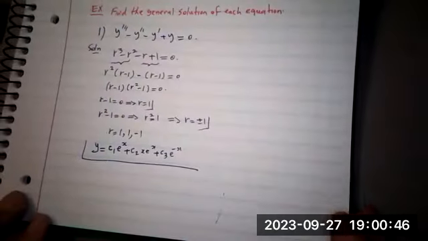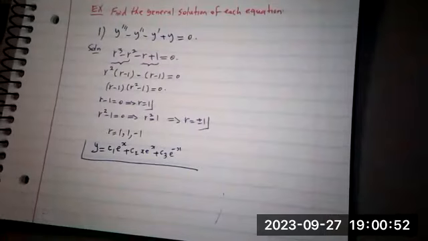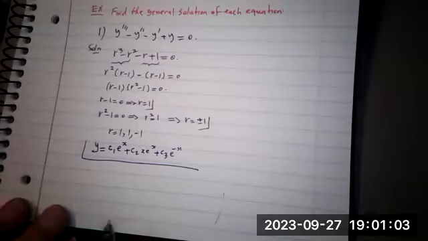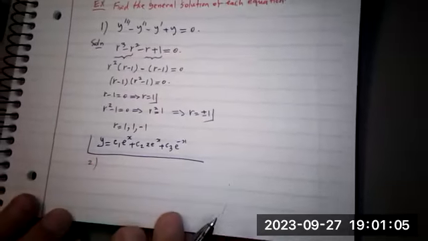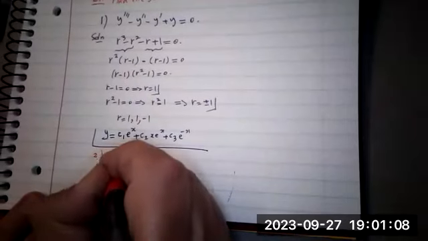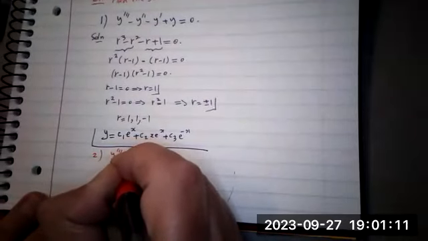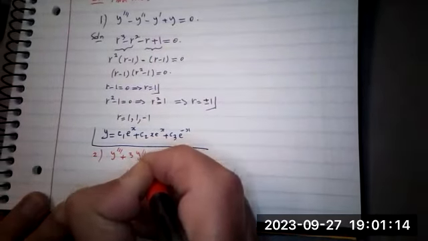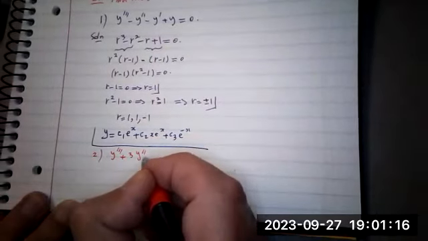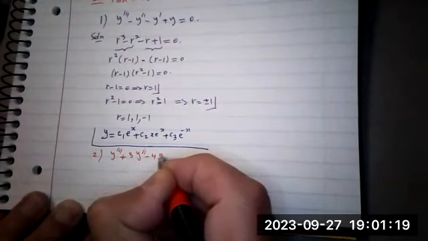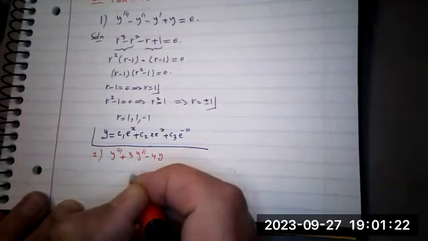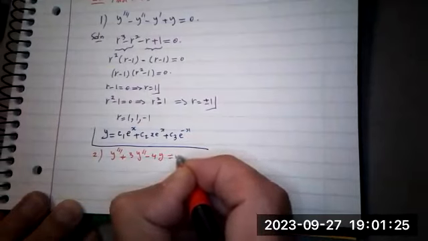Let's give you another one. Let's see. There are a number of them. Let's try this one. I should have given you this one at the beginning, but just start with the other one. Okay, this is it. y triple prime plus 3y double prime minus 4y equal to 0.